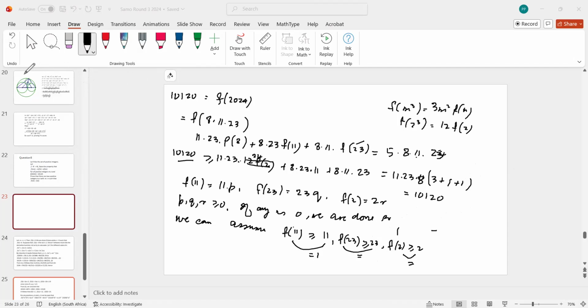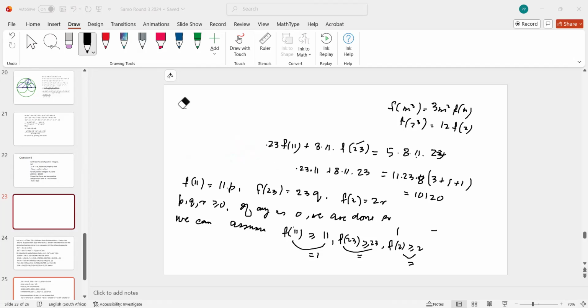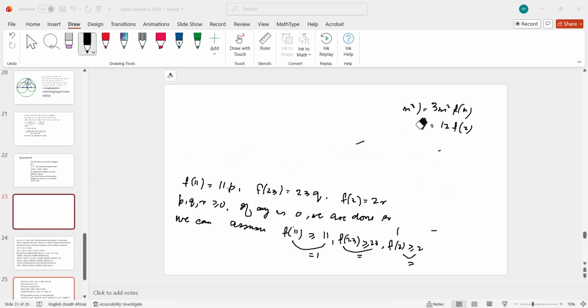That's quite remarkable, because they only told you what f of 2024 is, and we were able to actually calculate three other outputs. And in those three outputs, the outputs are exactly the same as the inputs. F of 2 equals 2, f of 11 equals 11, f of 23 equals 23. But f of 2024 is not equal to 2024. It's equal to 5 times that.